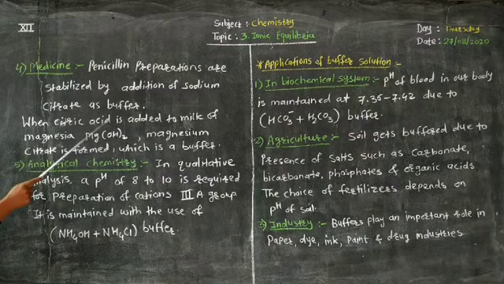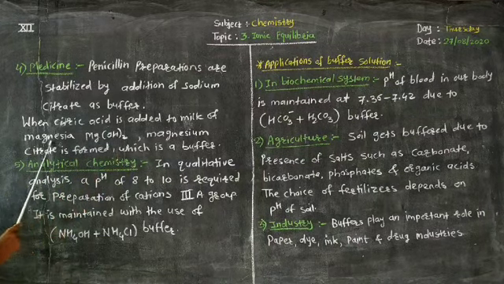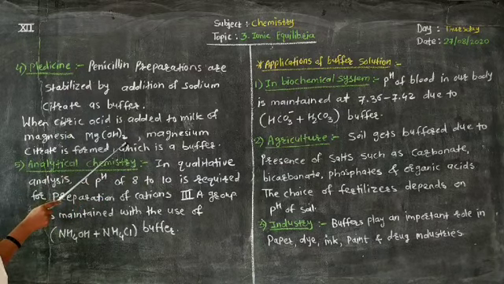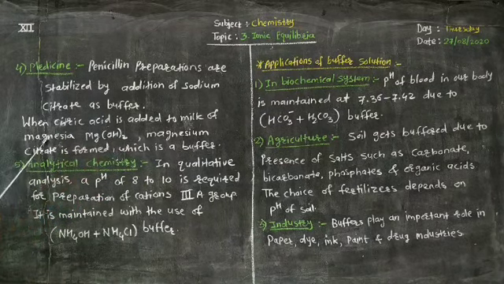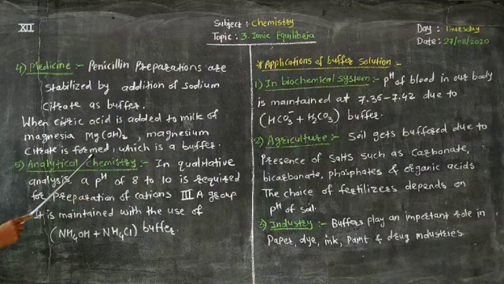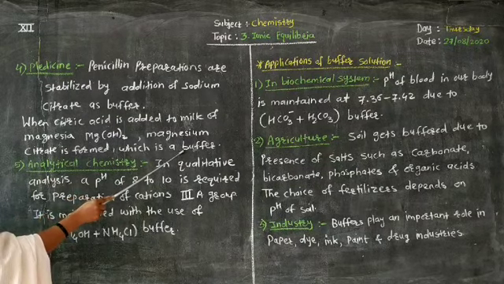When citric acid is added to milk of magnesia, the formula for milk of magnesia is Mg(OH)2. So the other name of milk of magnesia is magnesium hydroxide. Magnesium citrate is formed, which is a buffer.